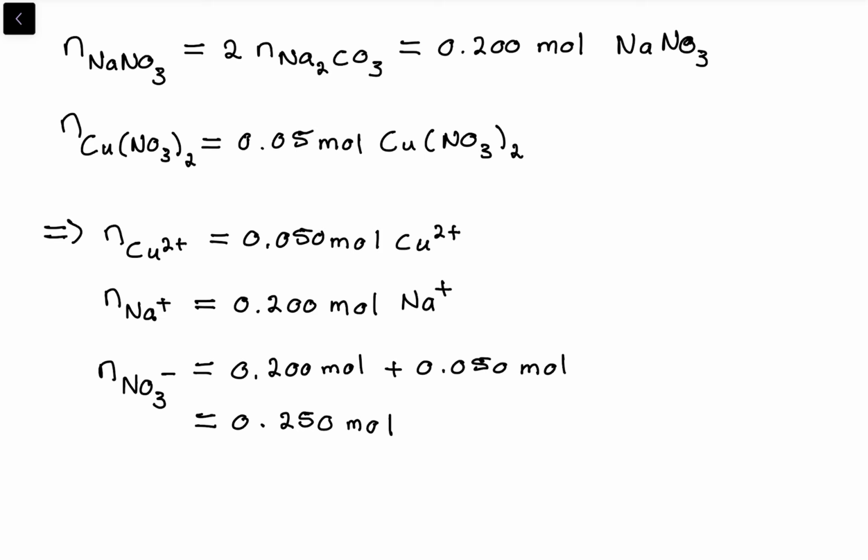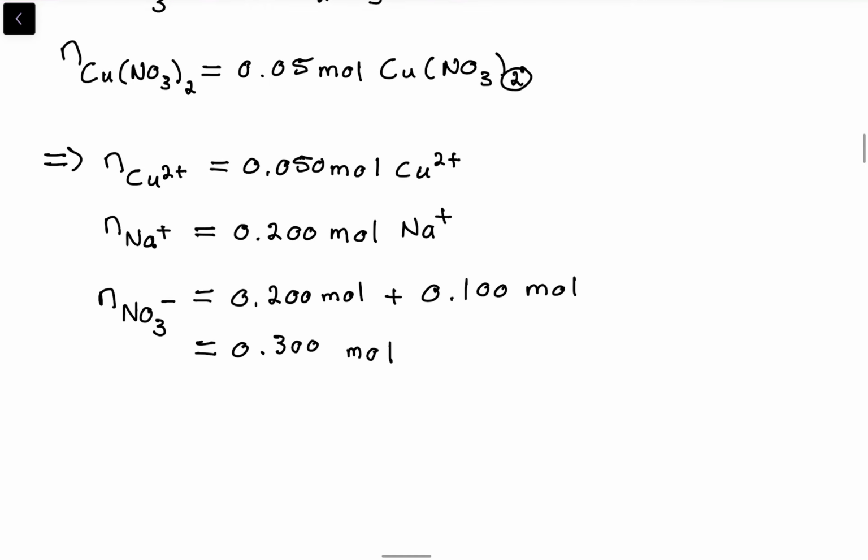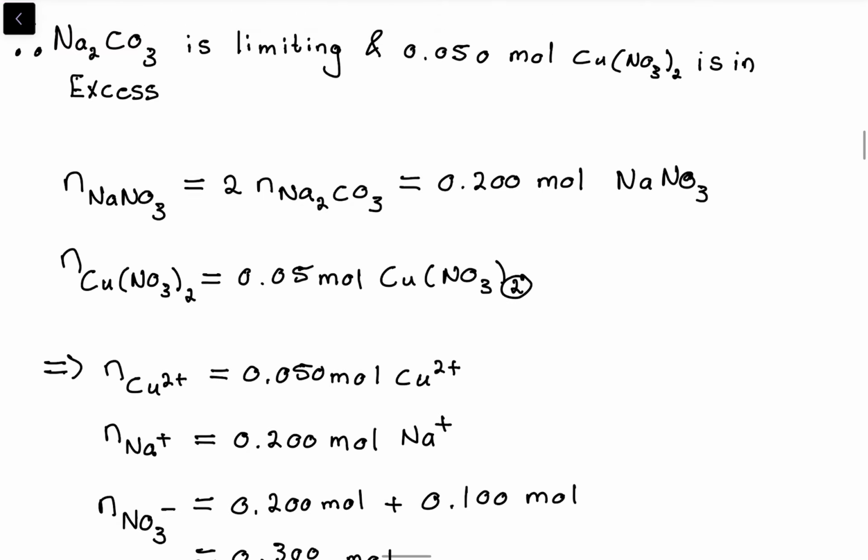Actually no, this is 2 times this. So let me just retrace that. How many moles are in excess? There's a 2 there. So if there is 0.05 mole copper nitrate in excess, it means there is 0.100 mole nitrate in excess. So let's make this 0.300 mole nitrate. Well, 0.1 mole in excess, 0.2 in cahoots with the sodium. All right, so those are the 3 things that we have.